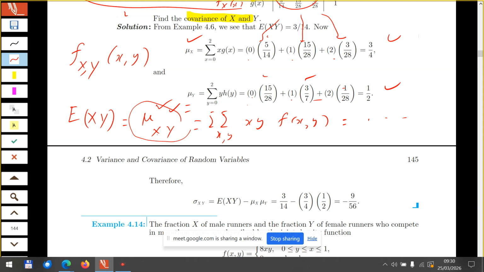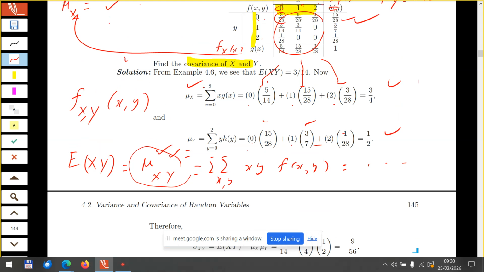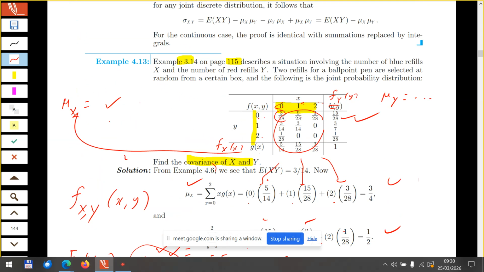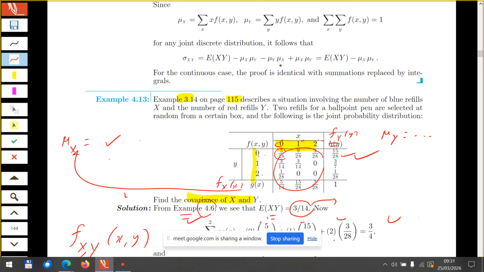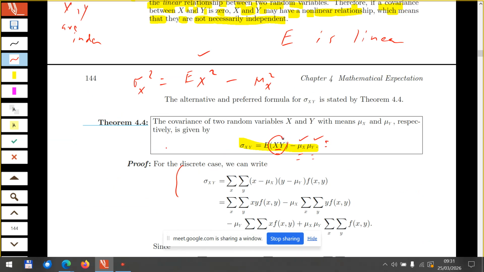Okay. So now I see why he has not shown that computation of this one. He's picking it from 4.6. They have done the computation in 4.6, and from that example, you know that expectation of x times y is 3/4. This is probably the example which we did yesterday. So then you just need to plug everything into this formula, right? This will be, what was it? 3/14.